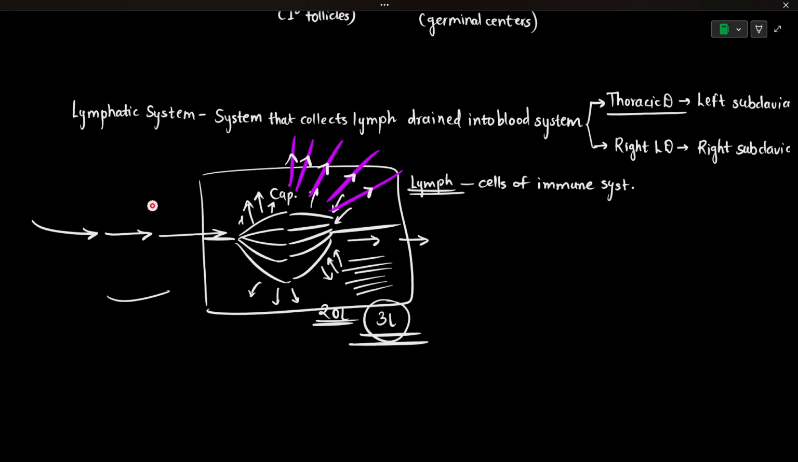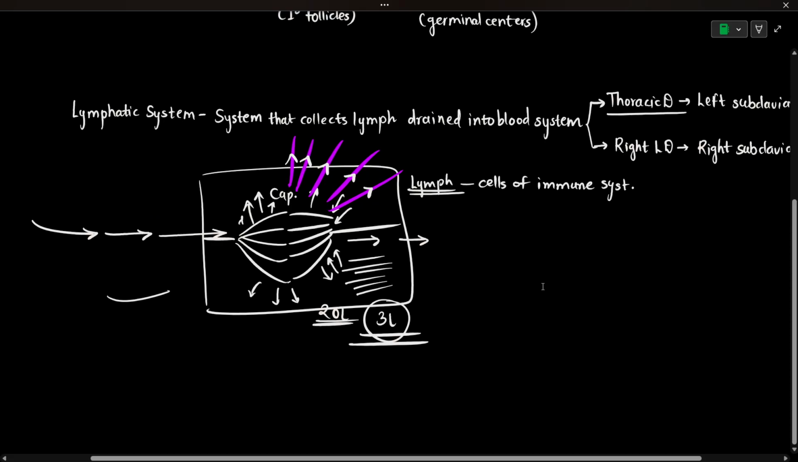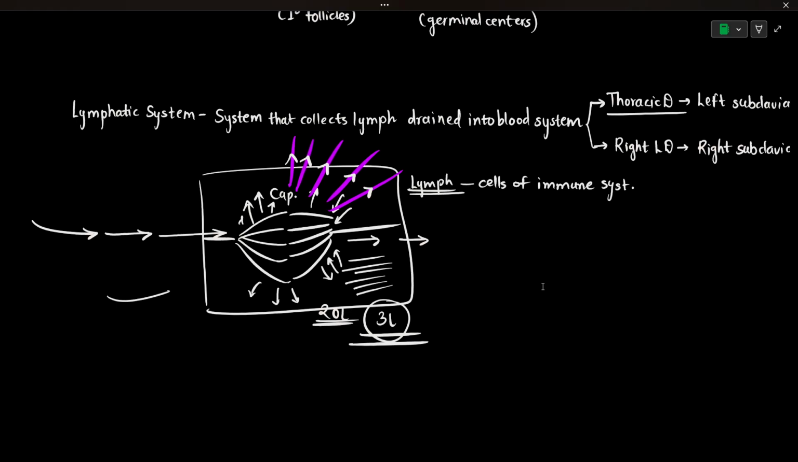So we have talked about the lymphatic system in detail. We also talked about lymph. So now let's discuss how the antigens and immune cells are going to travel through this lymphatic system. For that purpose, let's first learn about the lymph nodes. Let me draw a schematic for the lymph nodes.